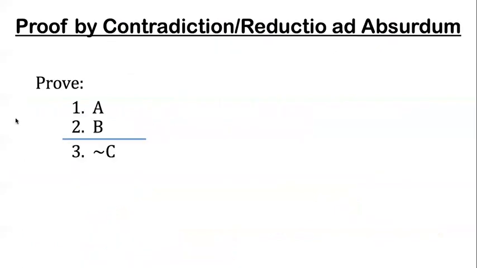Let's say I have this argument where I'm assuming A and B. I'm giving you an argument with A and B as premises and the negation of C is the conclusion. You see, this is why we care about assuming A and B are true and negating C, because I've given you the argument that looks like this.